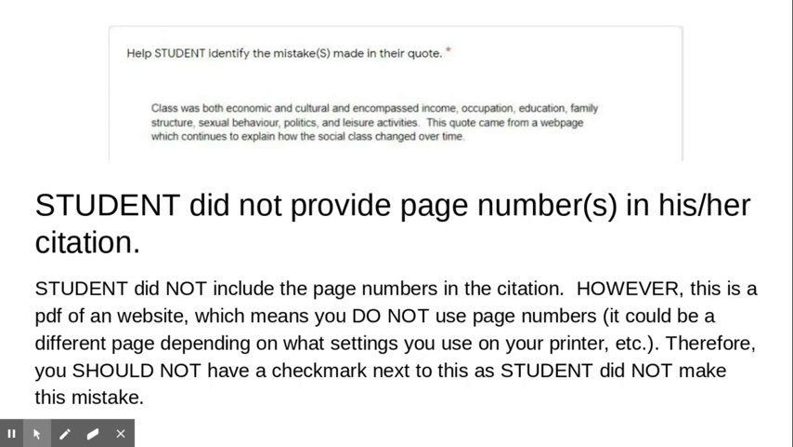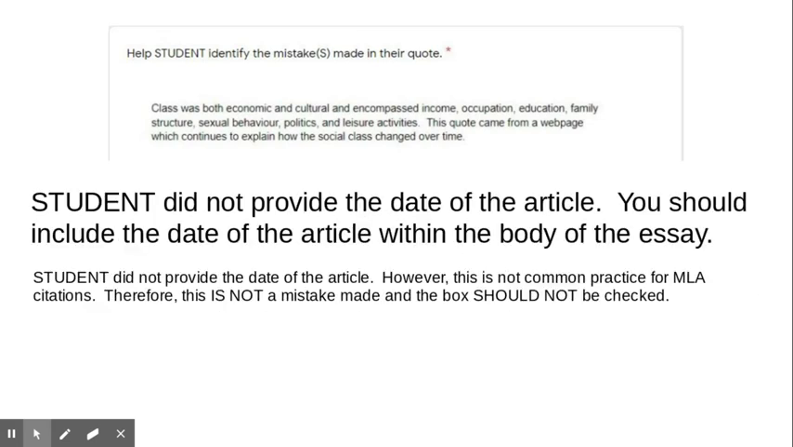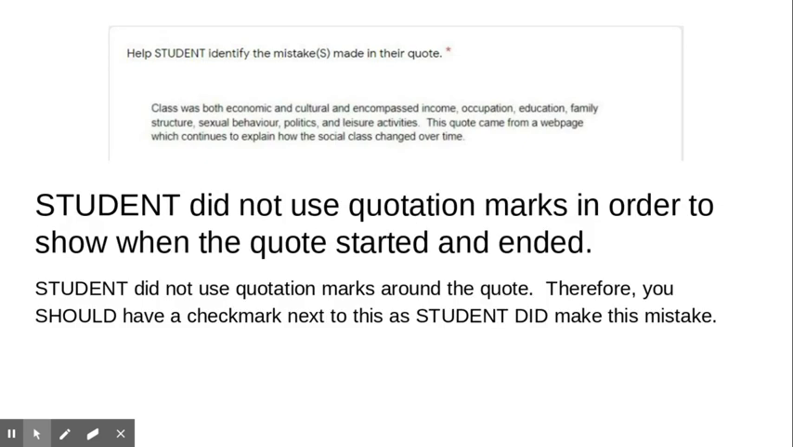Student did not provide page numbers in his or her citation. So student did not provide page numbers, but that's okay because this came from a web page. When we print out a web page, we don't include the page numbers. Student did not provide the date of the article. Student did not provide the date. However, this is not common MLA practice, so that is not a mistake made, and the box should not be checked. Student did not use quotation marks. So student did not do this. That is a mistake made, so there should be a check next to that box.